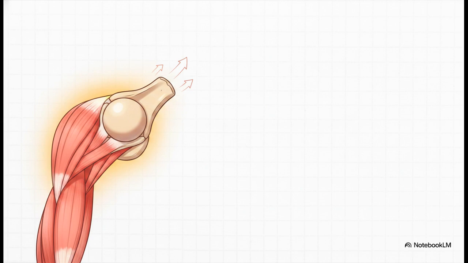This dislocation almost always occurs when a traumatic force is applied to an arm fixed in abduction and external rotation. And for a first-time uncomplicated acute traumatic shoulder dislocation, closed reduction is your absolute standard clinical intervention.